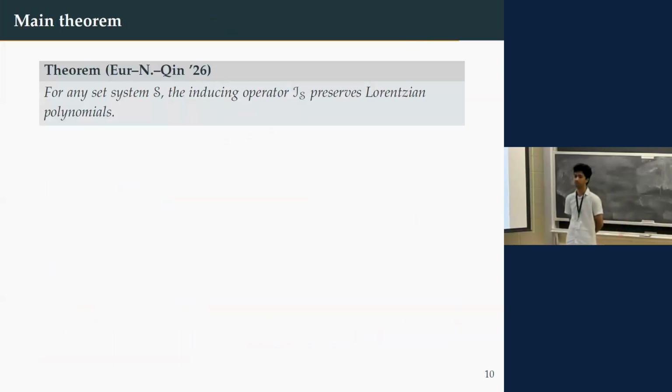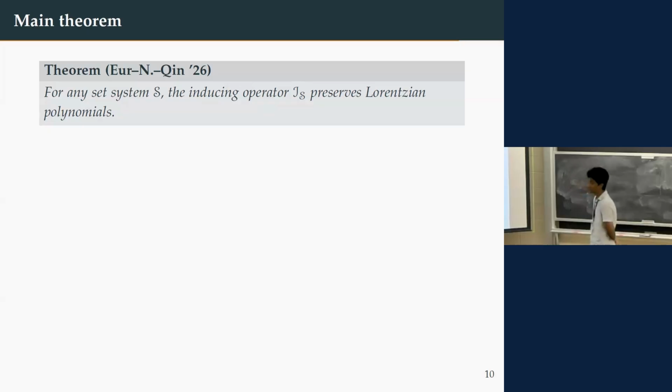Okay, so with the definition of the operator, we have the following result, as alluded to before. For any set system S, this operator, which we are calling the inducing operator, preserves Lorentzian polynomials. Actually, the operator is a little stronger. It also preserves volume polynomials, but due to time constraints, I'm not talking about it.